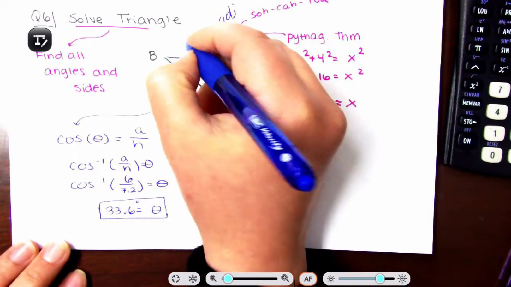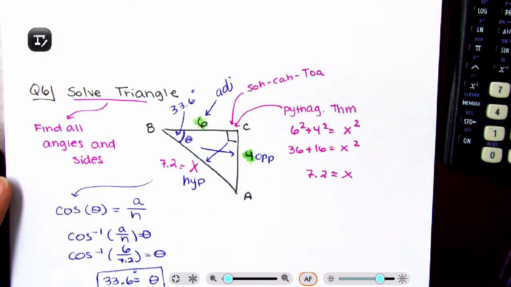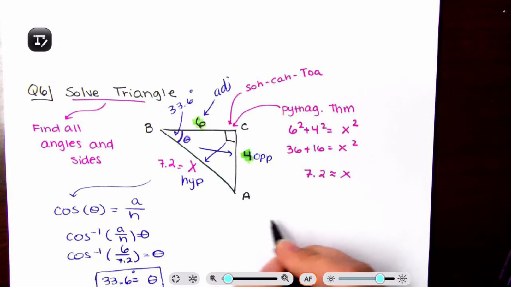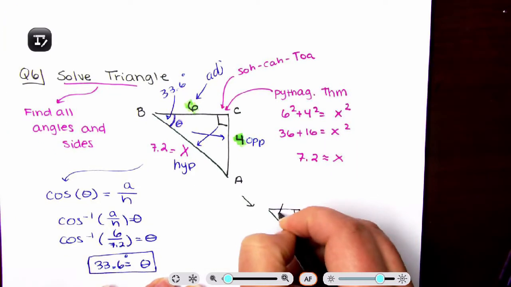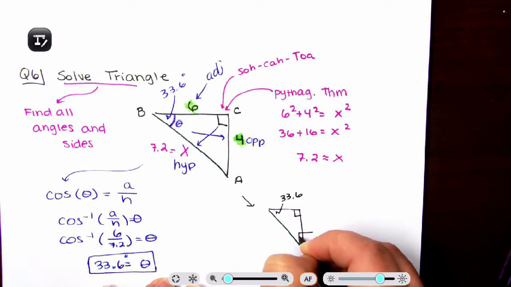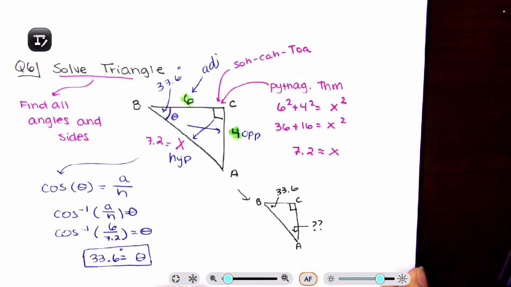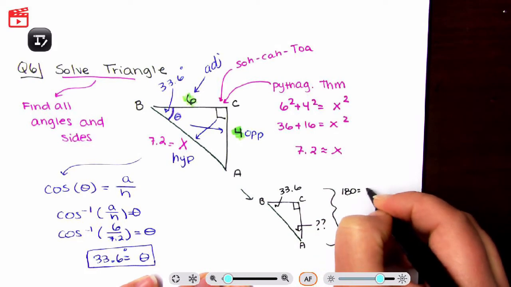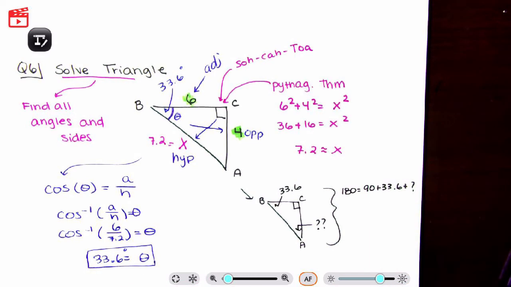Since we now know that angle B is 33.6 degrees, you can choose to do the inverse one more time if you'd like. But this is what we have right now. I'm going to draw this triangle one more time, just a little bit smaller. We have 90, we have 33.6, and we also need to find the measure of A. So this measure of A is unknown. So we can use something that we learned earlier about triangles, and that is that interior angle sum of a triangle is 180 degrees. So that means 90 plus 33.6 plus something else is equal to 180 degrees.